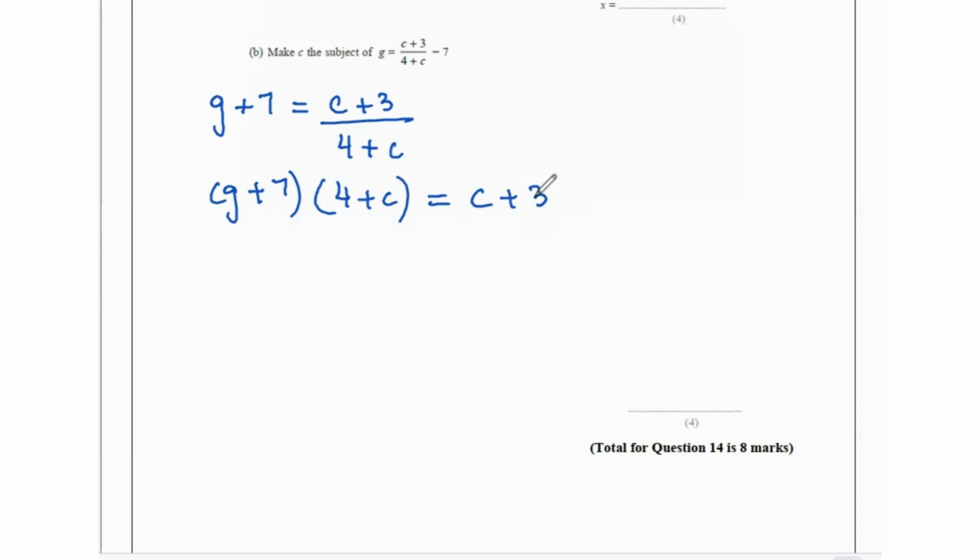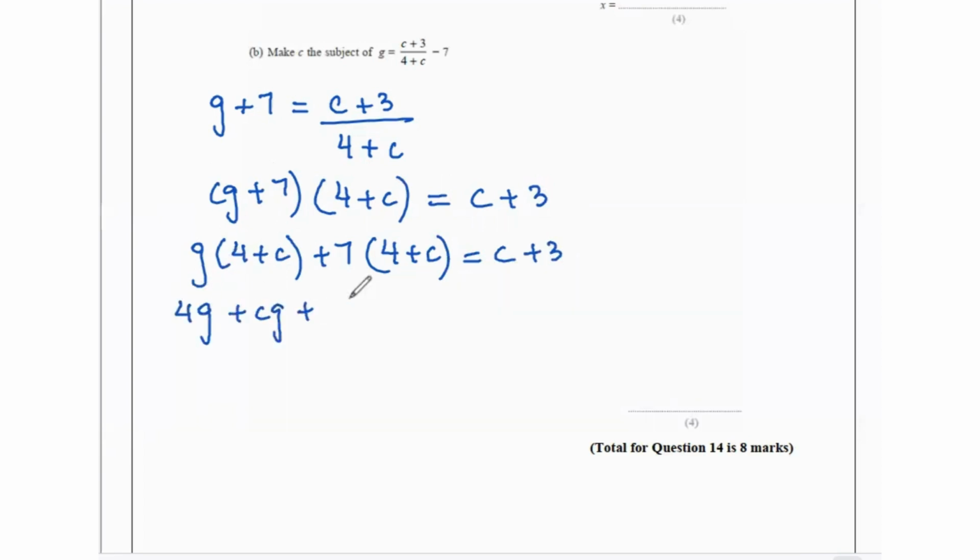And after that, we're just going to expand these brackets, which will give us G times 4 plus C, and then plus 7 times 4 plus C, equal to C plus 3. G times 4 is 4G, G times C is CG, 7 times 4 is 28, and 7 times C is 7C.